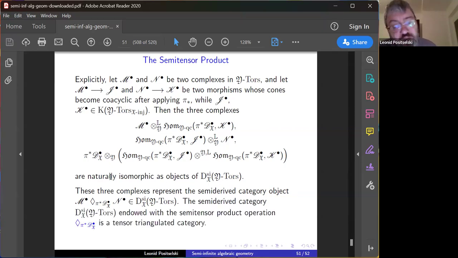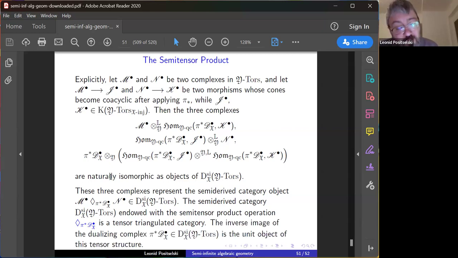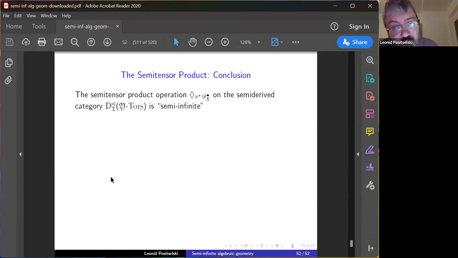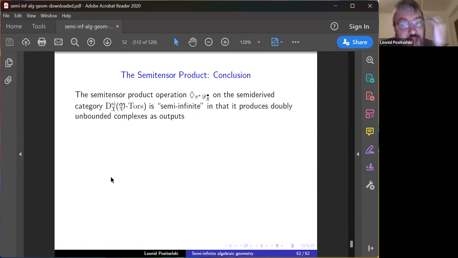The semi-derived category of quasi-coherent torsion sheaves on Y relative to X, with the semi-tensor product operation diamond, is a tensor triangulated category. The inverse image of the dualizing complex is the unit object of the tensor structure. The semi-tensor product conclusion: the semi-tensor product operation diamond on the semi-derived category is semi-infinite in that it produces doubly unbounded complexes as outputs, even when given bounded complexes.